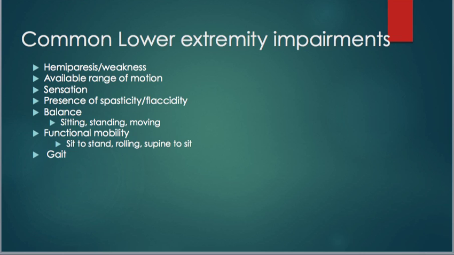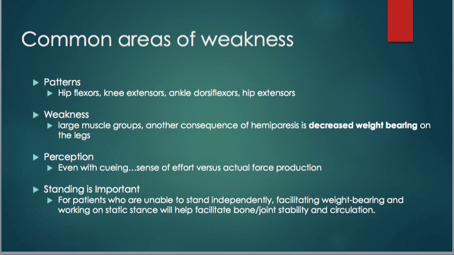There are a number of common lower extremity impairments that we'll be addressing in this lecture. They are hemiparesis or weakness, available range of motion, sensation, the presence of spasticity or flaccidity, balance, functional mobility, and gait. To begin, we'll have a discussion of weakness or hemiparesis.